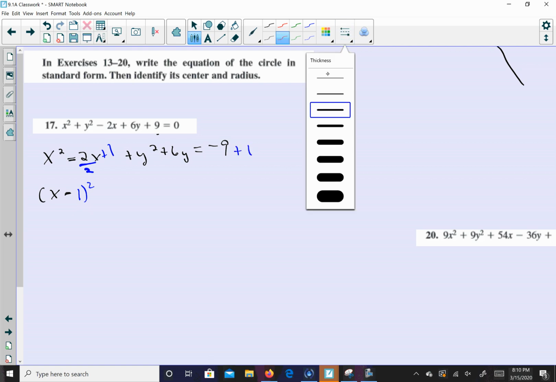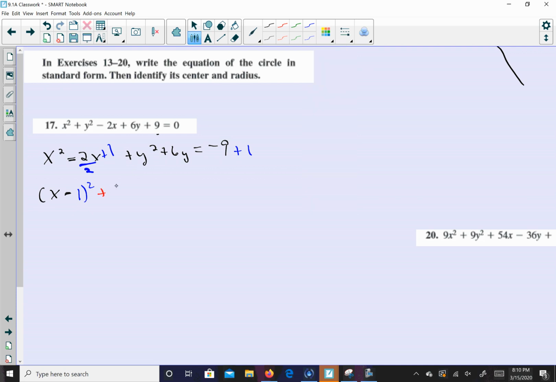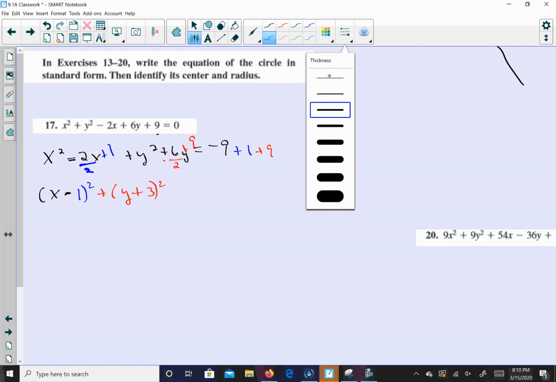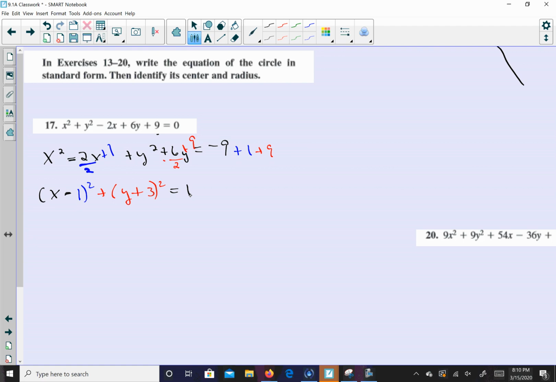Doing the same thing for the next one. I'm going to have plus the square root of y squared, which is y. This is a plus sign, so I'm going to copy down a plus sign. Take 6 and divide it by 2, and I get 3. 3 squared is going to be 9, so I'm going to add 9 to both sides. When I add all this on the right side, I'm going to get 1. And so that is the standard form of my equation.